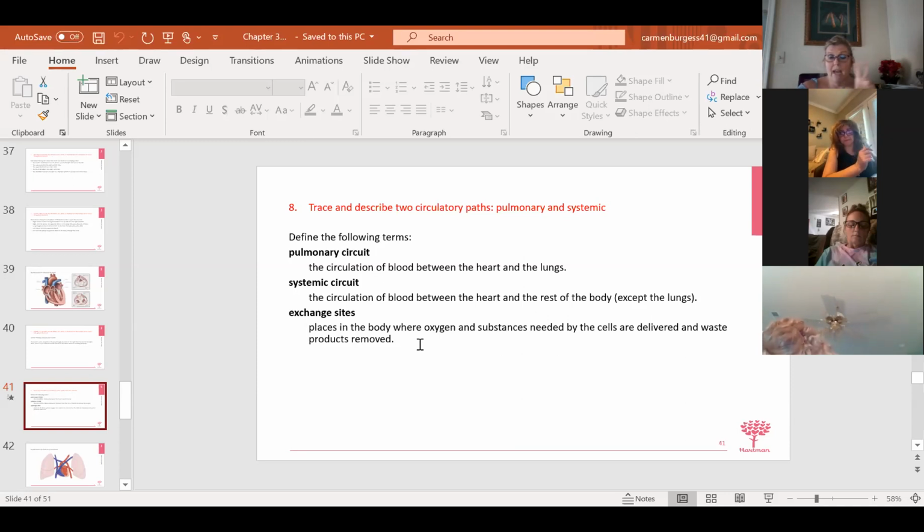And you remember we had the graph with the little web, and it showed like the blue and then the red. That's your exchange site. That exchange site happens in the lungs too. Where does that happen? The villi. Alveoli, right.